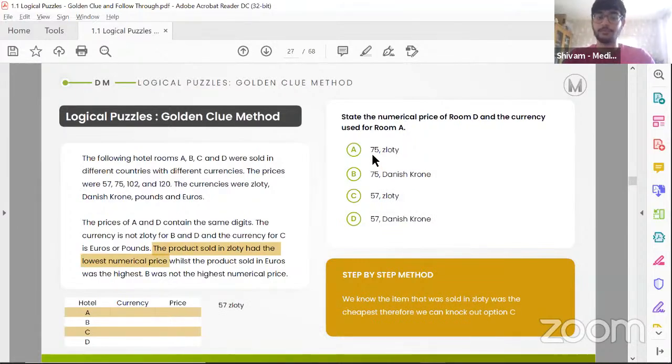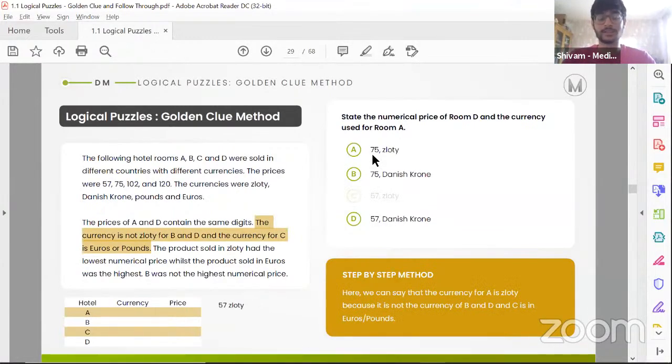So again, golden clue: products sold in zloty have the lowest numerical value. I'm really just going to keep on emphasizing the golden clue today, so it really sticks in everyone's mind. The golden clue is those words ending with EST or ST. It's the biggest, the smallest.